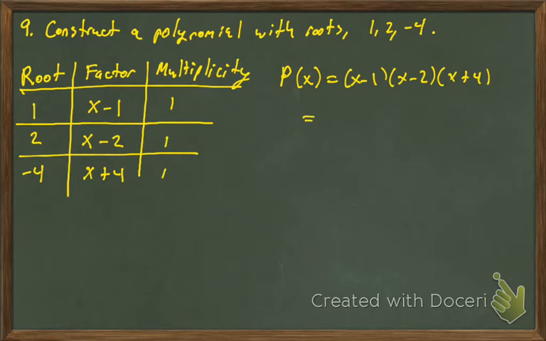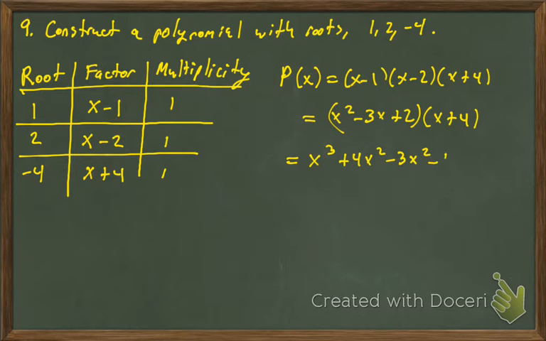So we're going to go ahead and FOIL it. So we're going to FOIL the x minus 1 and the x minus 2 together. And then we'll go ahead and multiply the x squared minus 3x plus 2 times the x plus 4. So, just some routine multiplications. Multiply it all out, combine your like terms, and then you have built your own polynomial that has the given roots that was asked for in this problem.